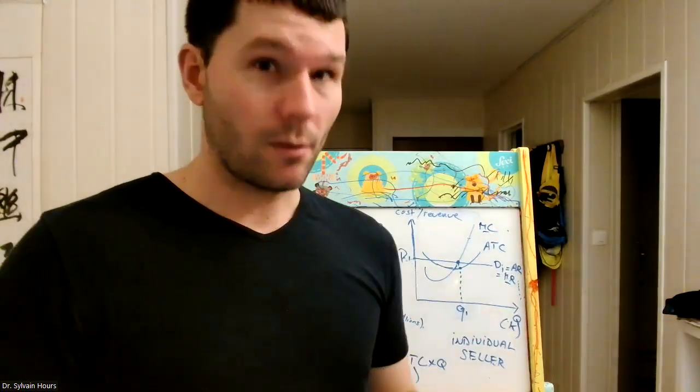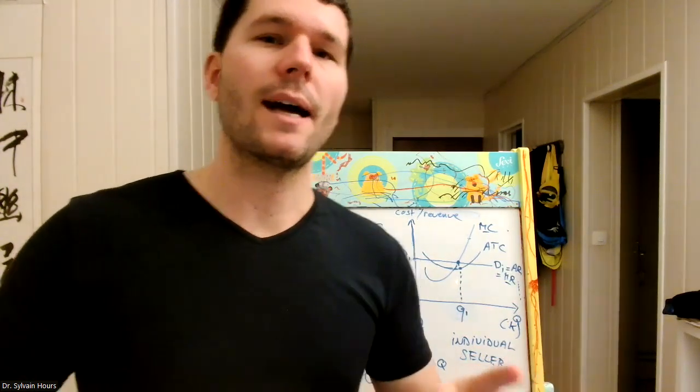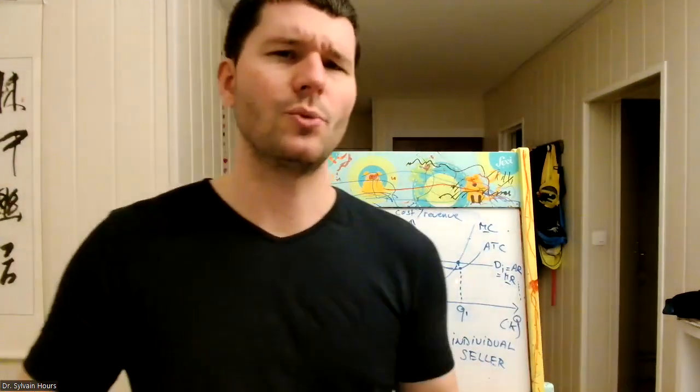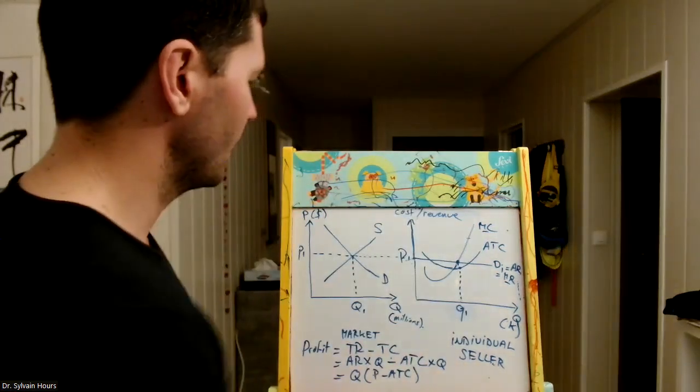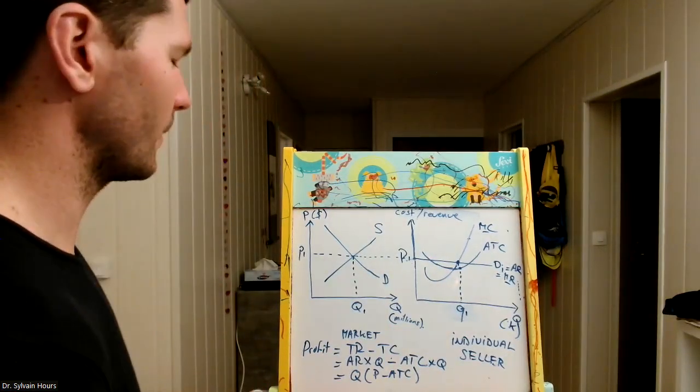In the long run, however, firms have sufficient time. This is really how you should understand it. Firms have enough time to enter or exit the market. And remember that in perfect competition, there are no barriers to entry or exit. So they are free to enter or exit. So that's the short-term equilibrium.